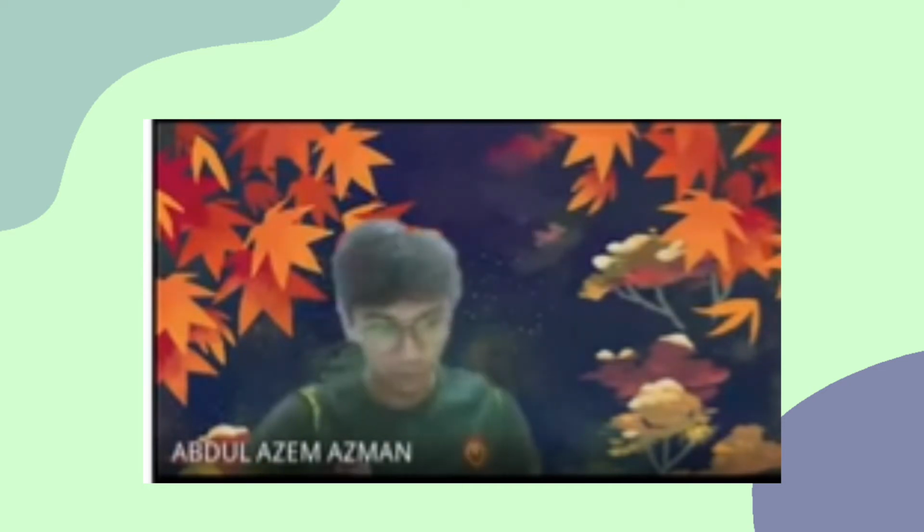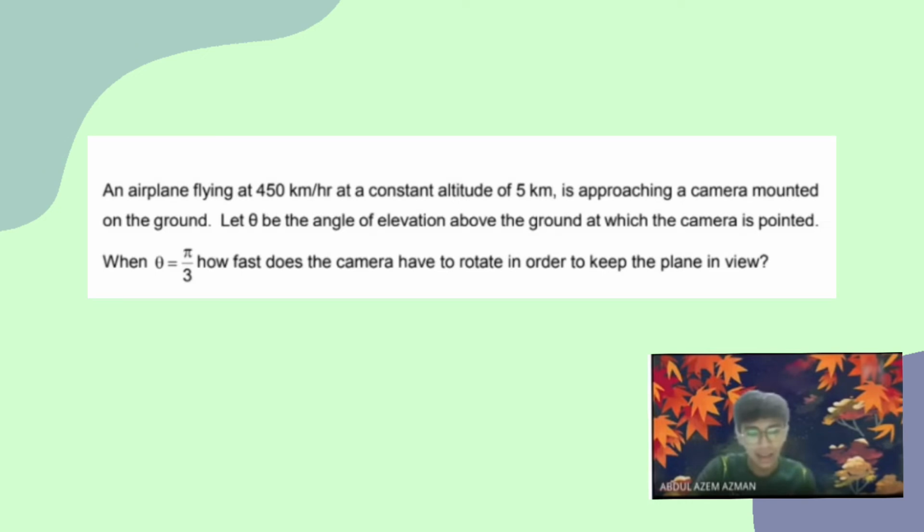So this is the problem that we need to solve. An airplane flying at 450 kilometers per hour at a constant altitude of 5 kilometers is approaching a camera mounted on the ground. Let theta be the angle of elevation above the ground which the camera is pointing. When theta equals pi over 3, how fast does the camera have to rotate in order to keep the plane in view?